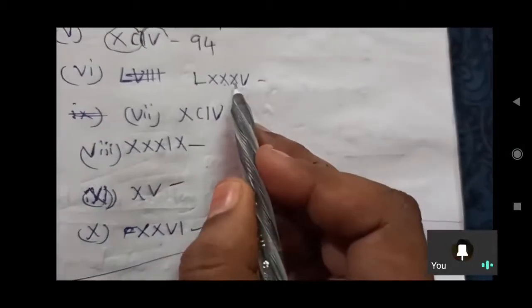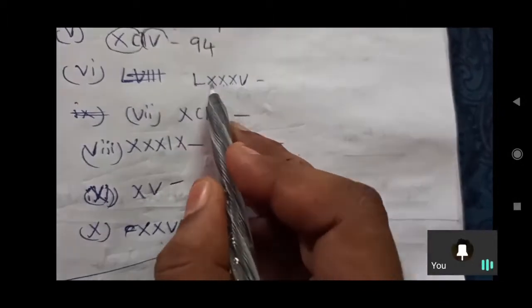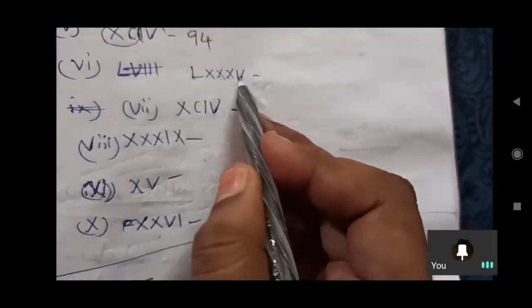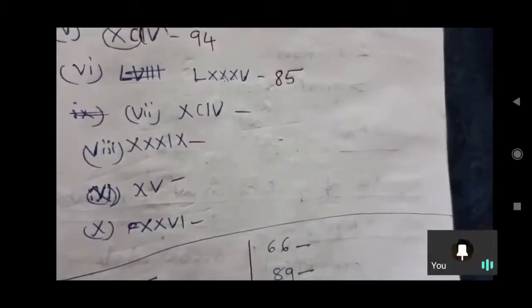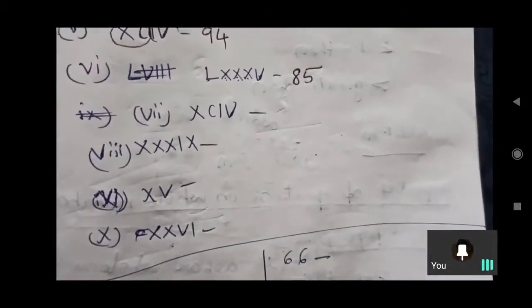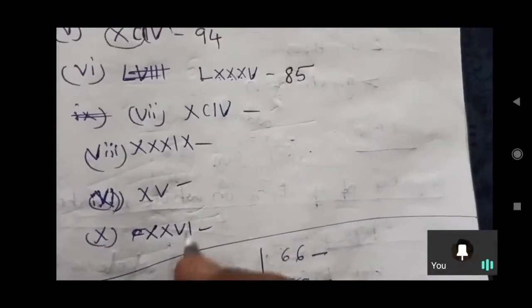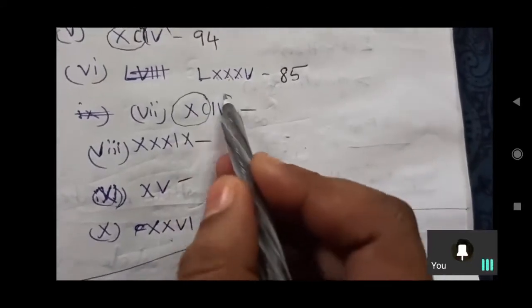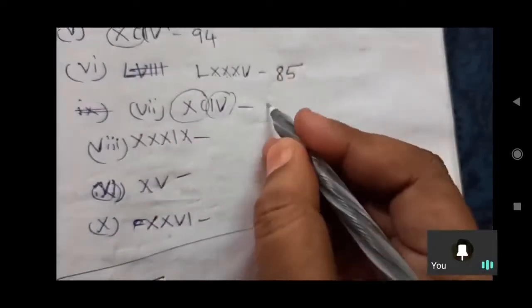That means 80. 50, after that 60, 70, 80. 85. Yes, 85. So don't get confused. Be careful. Observe carefully. Then you can write. And this one indicates 90 and this for 4. Already we have done this one, 94.